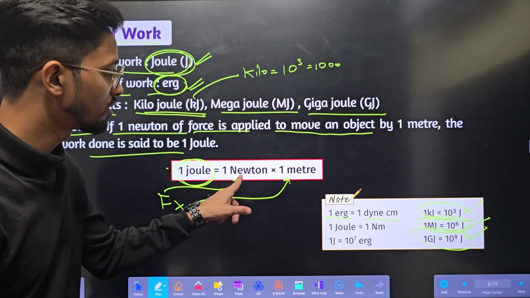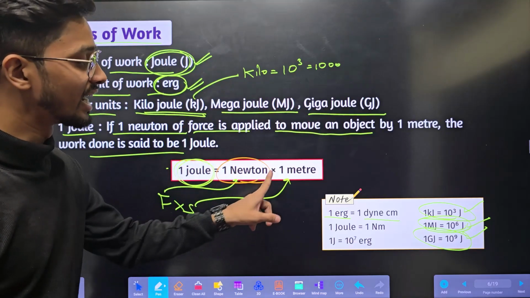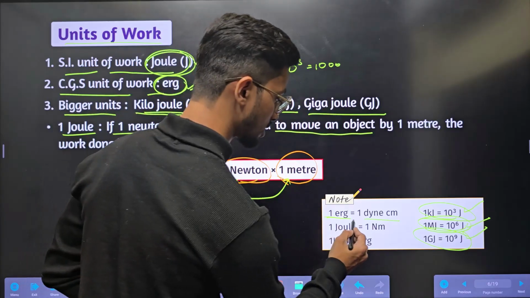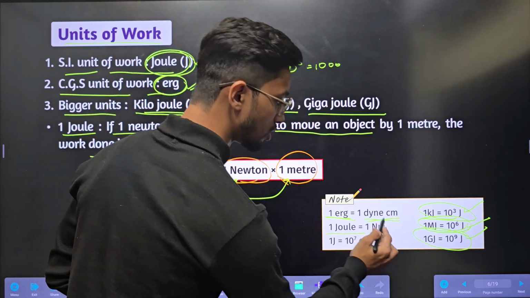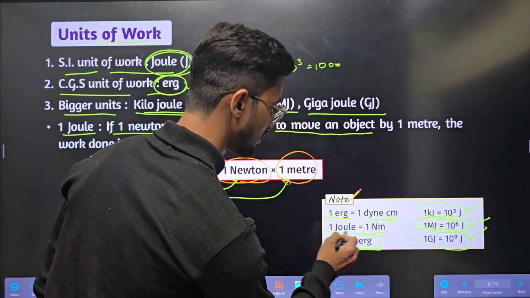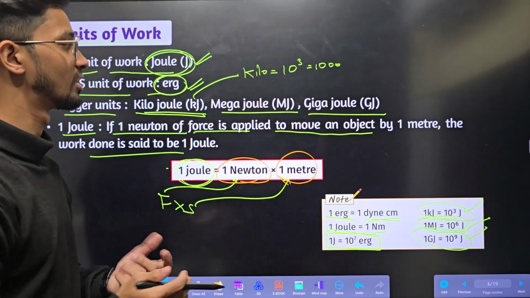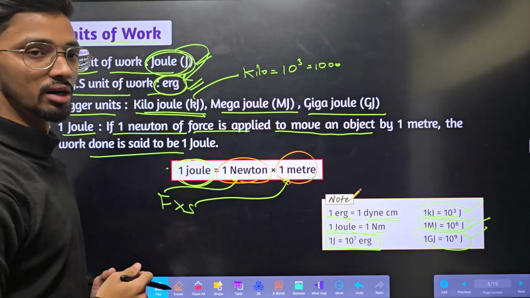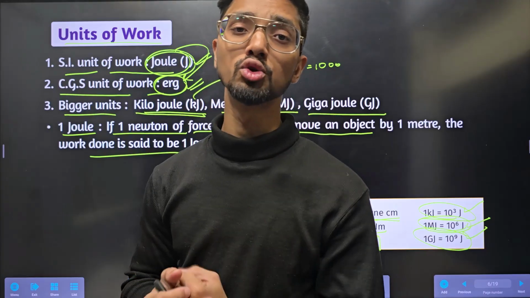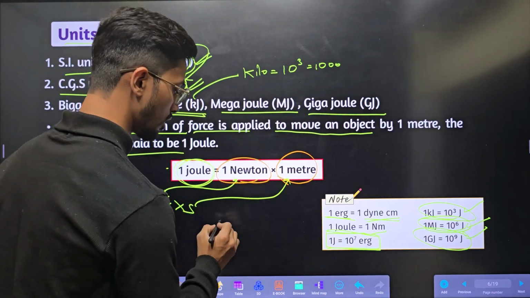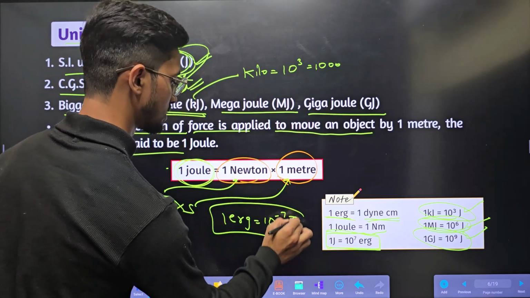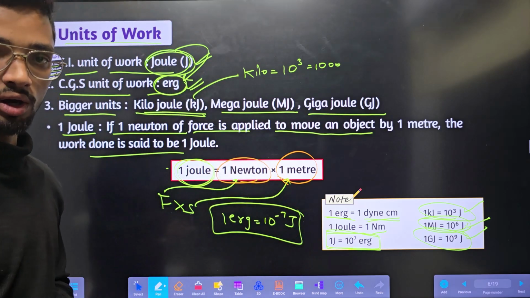Okay. So 1 erg is equal to 1 dyne into centimeter. Dyne is the CGS unit of force. We know that. And centimeter is also a CGS unit of displacement. So 1 erg is equal to 1 dyne centimeter. 1 joule is equal to 1 Newton meter. And 1 joule is also equal to 10 to the power 7 ergs. Okay, if they ask the relation between joule and erg, CGS unit and SI unit, so 1 joule will be equal to 10 to the power 7 erg, or 1 erg is equal to 10 to the power minus 7 joule. You can say this as well. Okay, easy.